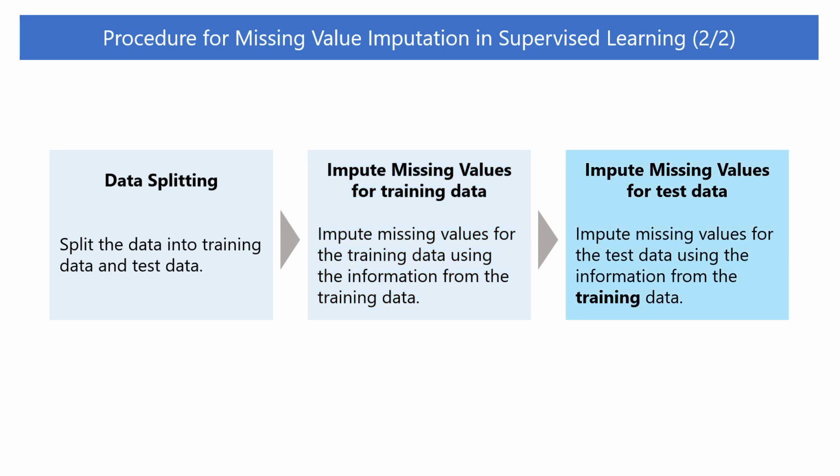Next, impute the missing values for the test data. We must impute the missing values for test data using the information from the training data. For example, to impute the missing values in the test data, we should use the average value computed using the training data, or the KNN model developed using only the training data.